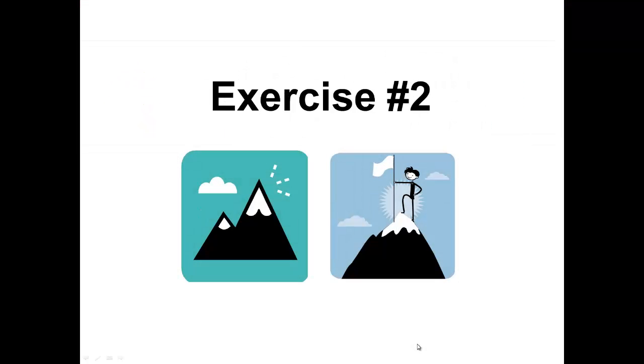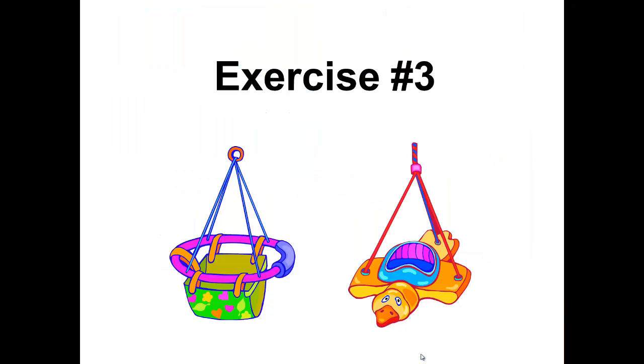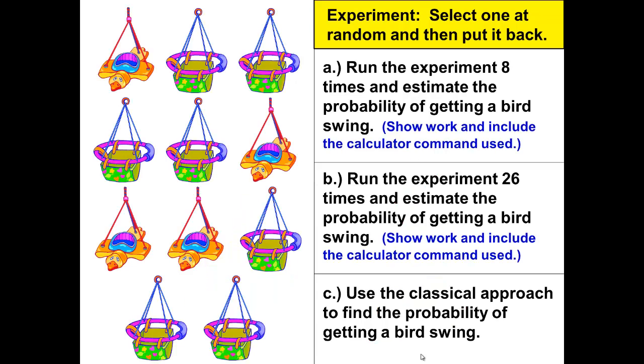Here's a second exercise that you might like to try. Run the experiment 22 times and estimate the probability of getting a mountain climber. Again, remember, your first step would be to number your population and then use the calculator command. Pause if you'd like to try this one. And there's a third exercise for you to try as well. Run the experiment 8 times, then 26 times, and then use the classical approach to see what it would be. Again, you may pause if you wish to work this one.